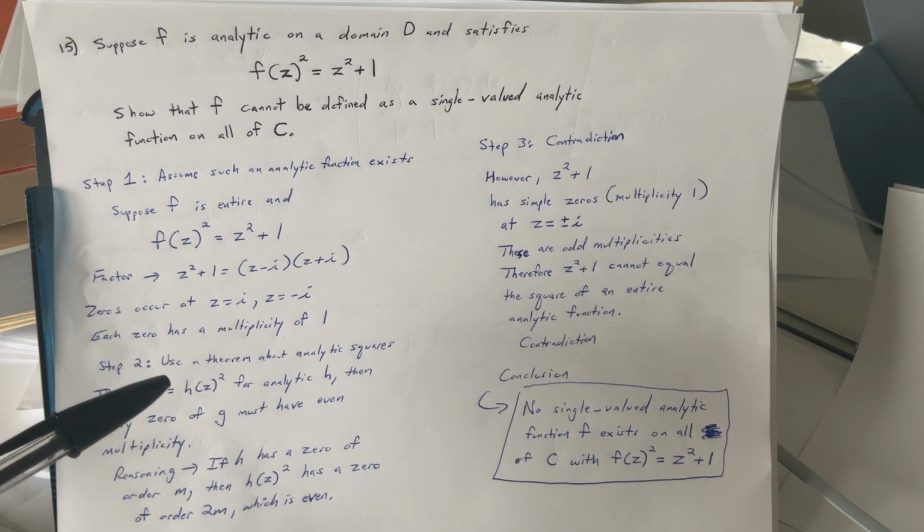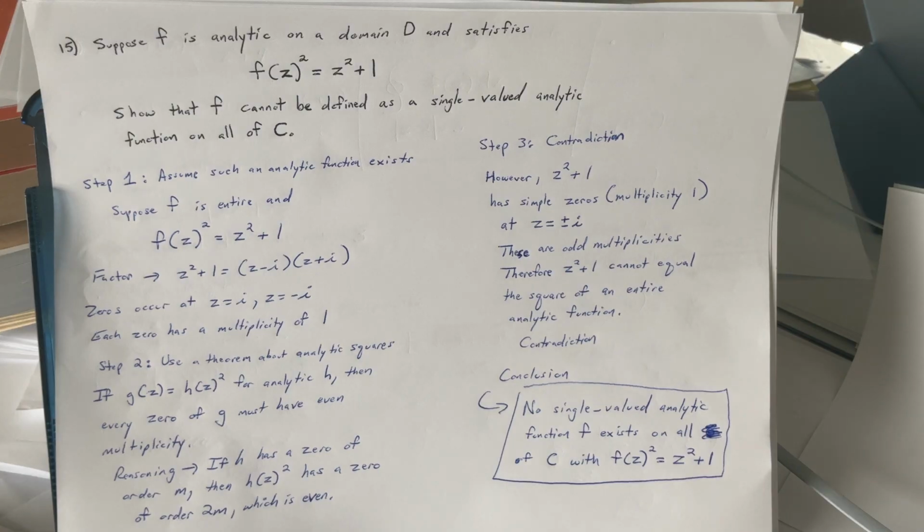Now moving along to the second step, we use a theorem about analytic squares. If g of z equals h of z squared for analytic h, then every zero of g must have even multiplicity. The reasoning is that if h has a zero of order m, then h of z squared has a zero of order 2m, and that happens to be even.